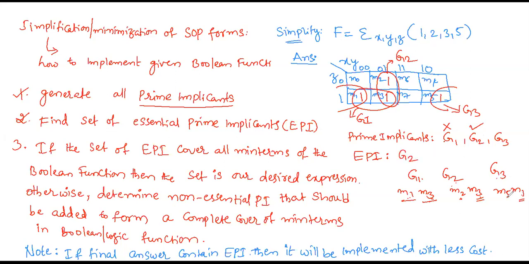Next is G3, M5 and M1. We have two minterms. Look at M5. M5 is not present in G1 or G2. If we have at least one minterm not present in other groups, that is an essential prime implicant. So G3 is also an essential prime implicant.